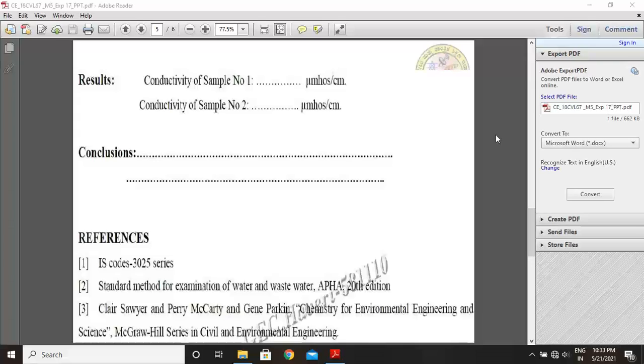Now these are the references referred: some IS codes, and Standard Methods for the Examination of Water and Wastewater by APHA, 20th edition, and the textbook by Clair Sawyer, Perry McCarty and Gene Parkin, Chemistry for Environmental Engineering and Science, McGraw Hill series in Civil and Environmental Engineering. So these are the references referred to execute these experiments.